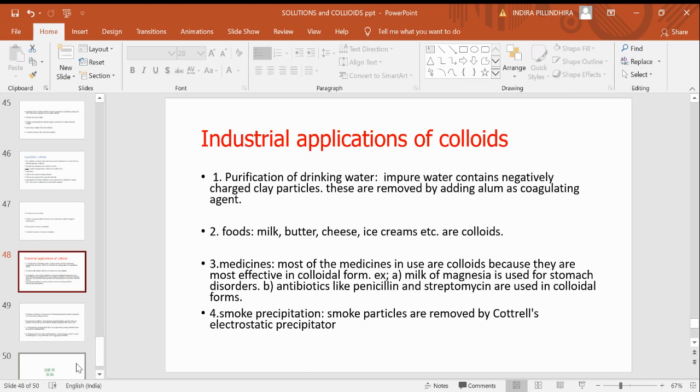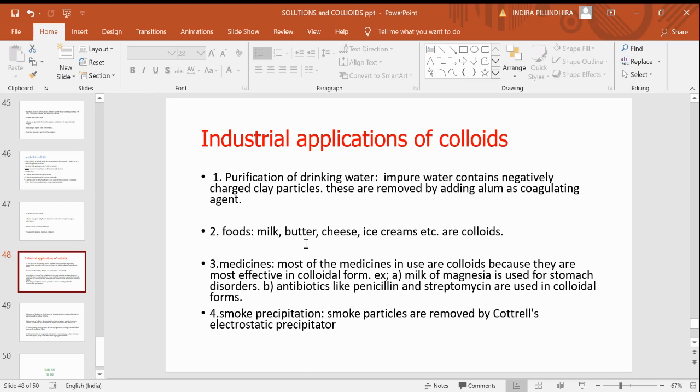First application, the purification of the drinking water. So impure water contains negatively charged clay particles. These are removed by adding the alum as coagulant agent. So in the water technology, we have learned that the impure water can be purified by adding some alum. So alum is nothing but the coagulant which separates out all the dust or all the solid mud particles. So here the impure water contains these mud particles or the clay particles. They are charged particles. So they can be removed by adding this alum as the coagulant.